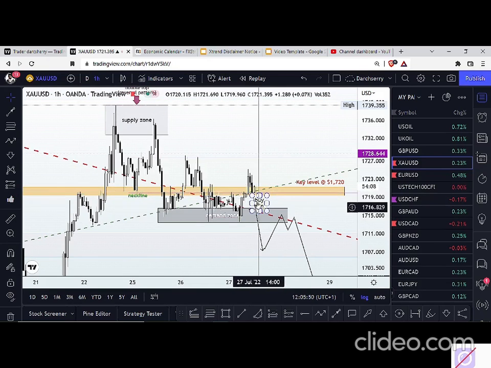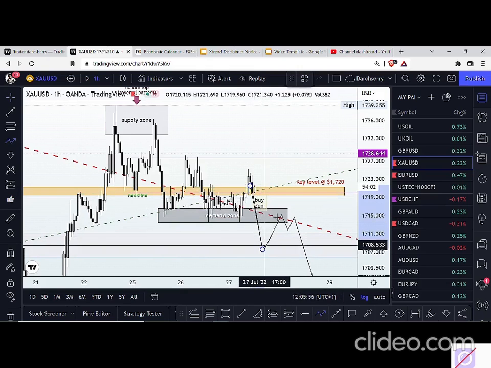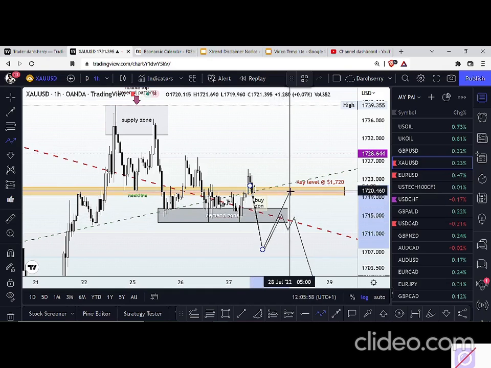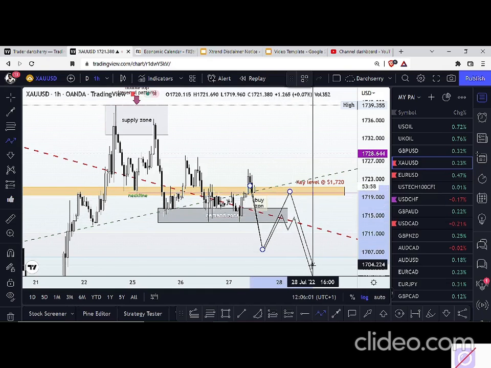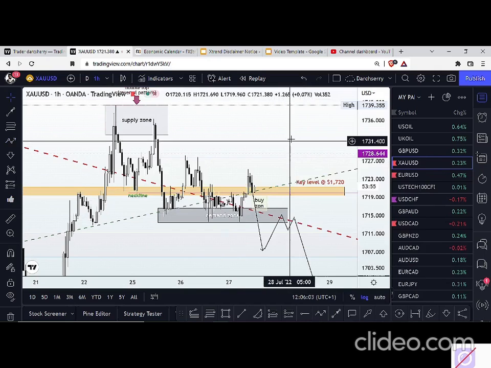And if price breaks below the key level, I want to sell only if I see a breakdown of that demand zone, after which a retest of the demand zone or the key level should give me further confirmation to join the decline to the downside.